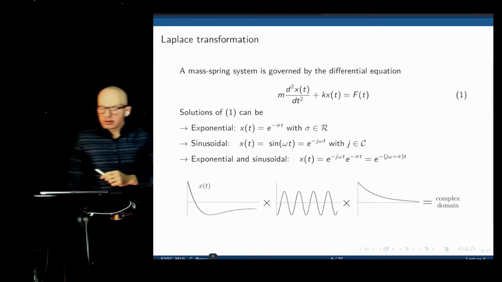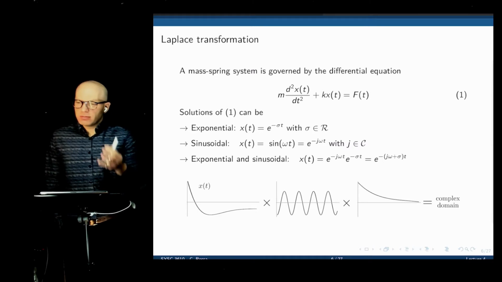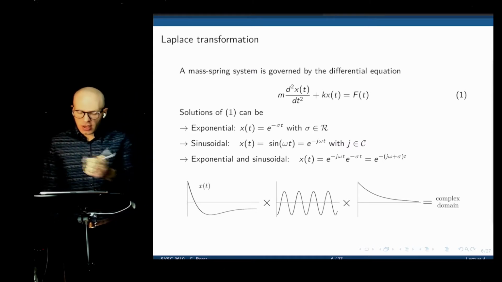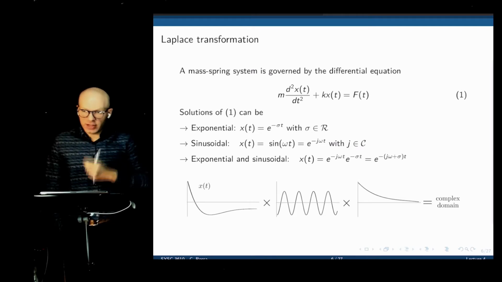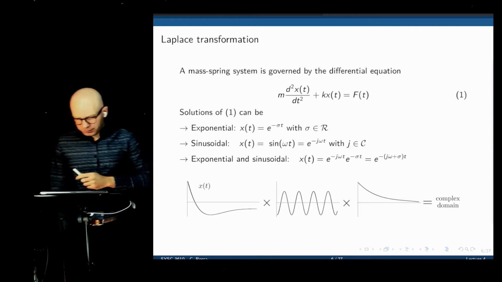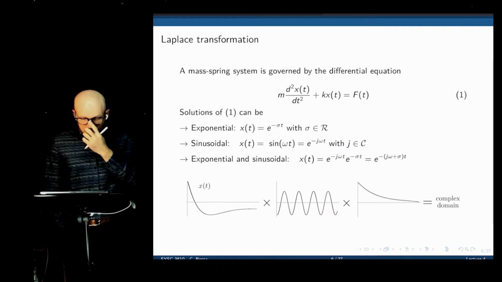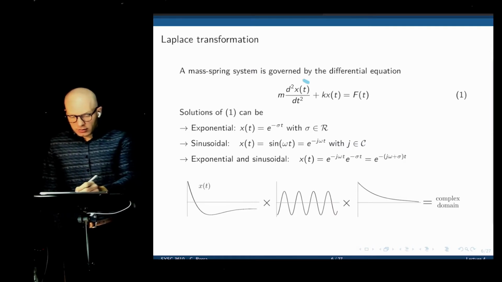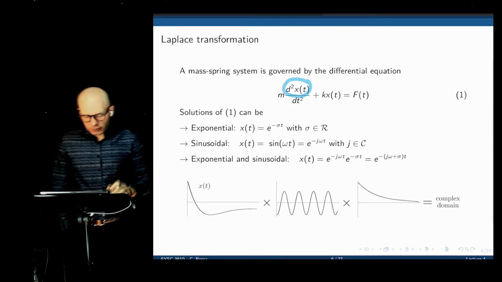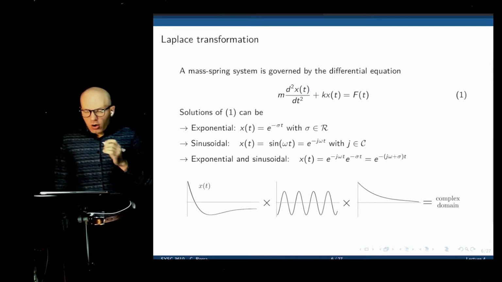So let's go back to our mass spring damper system, and let's just drop the damper to make things a little easier. Here we have the governing equation of that system. Displacement is x, f of t is the input. You see that this is a second order differential equation. The displacement depends on its own second derivative. That's the differential equation.